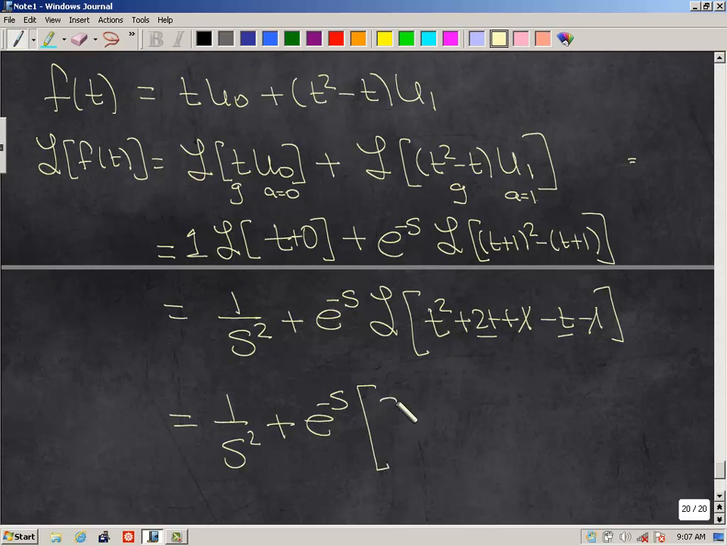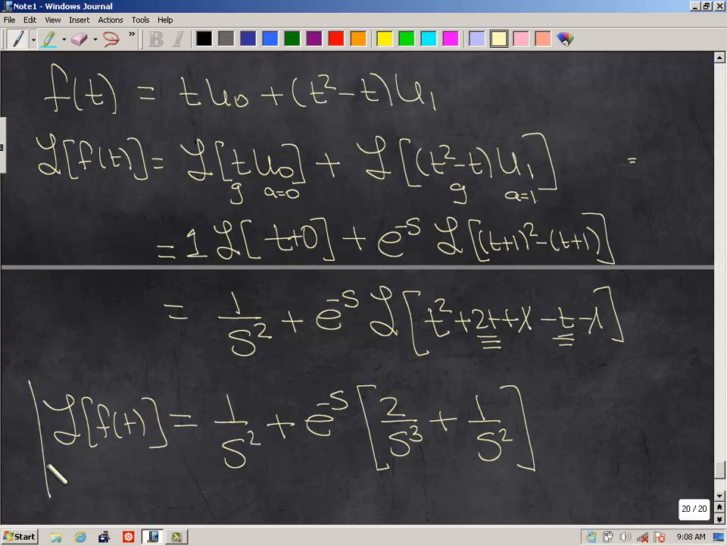So we end up with 1 over s squared plus e to the minus s times the Laplace of t squared plus t. Laplace of t squared is 2 over s cubed, and the 2t and negative t give you a single t, so you get plus 1 over s squared. And that is the Laplace of f of t.